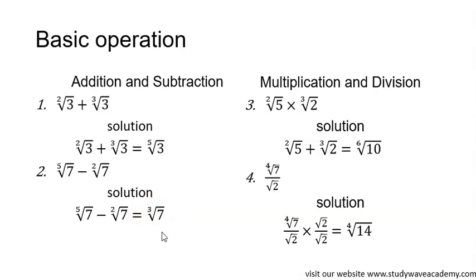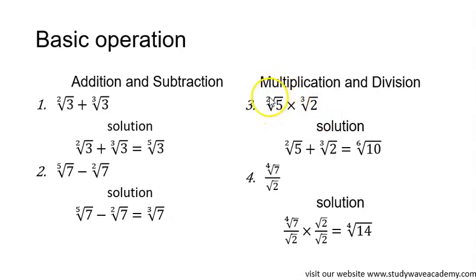I hope you're not confused. So when adding or subtracting surds, ensure the radicands are the same, okay? Now let's look at multiplication and division. To multiply surds, simply multiply the coefficients and multiply the radicands, okay?